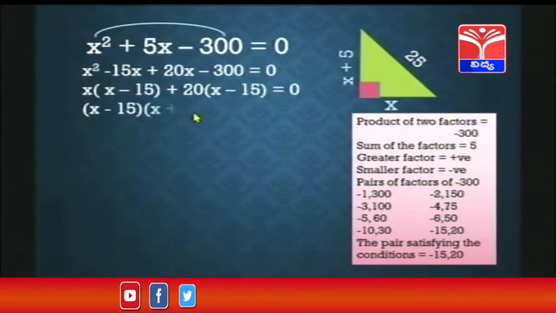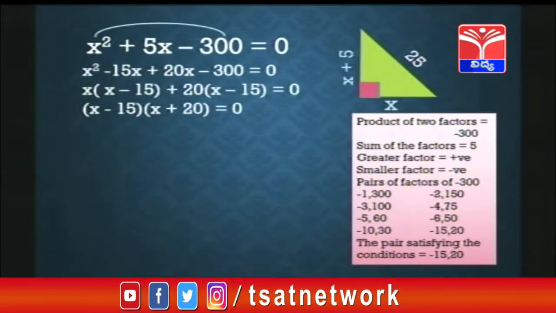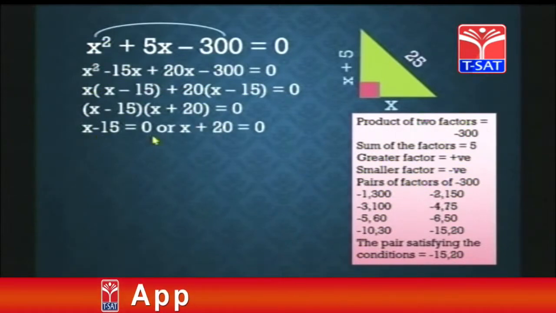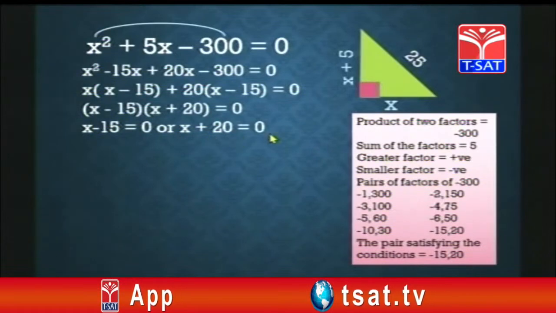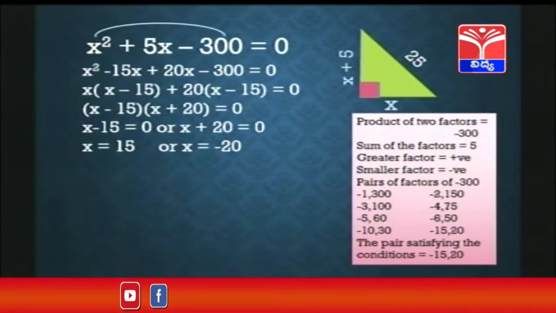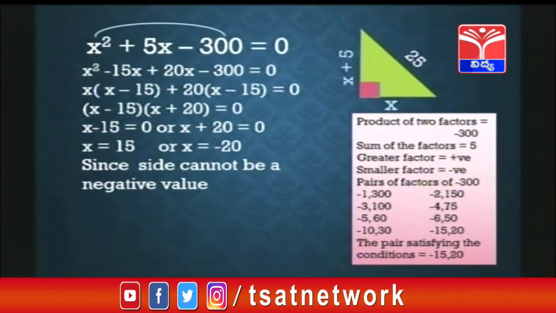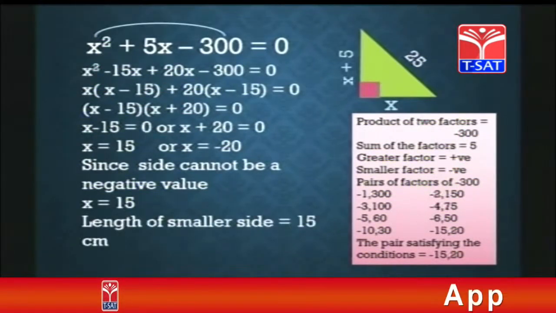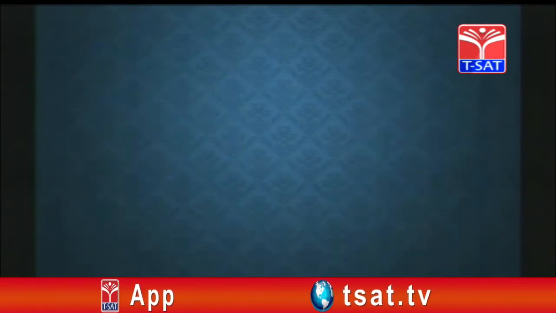So, my equation comes out to be x minus 15 into x plus 20 is equal to 0, which means x minus 15 is equal to 0 or x plus 20 is equal to 0. So, my x value should be 15 or minus 20. But the side of a triangle cannot be a negative value. Side should be 15, which means the value is 15. Therefore, the length of the smallest side is 15 centimeters.